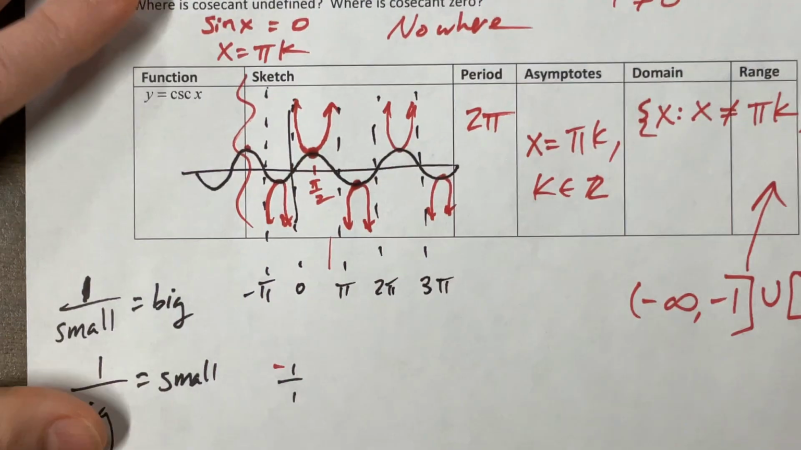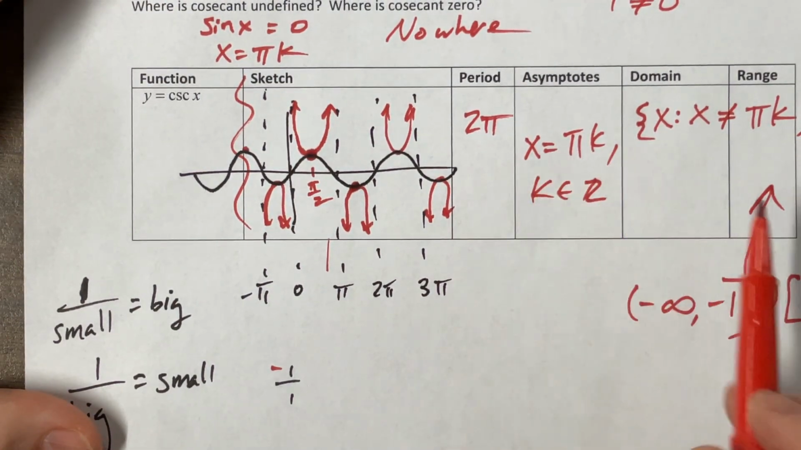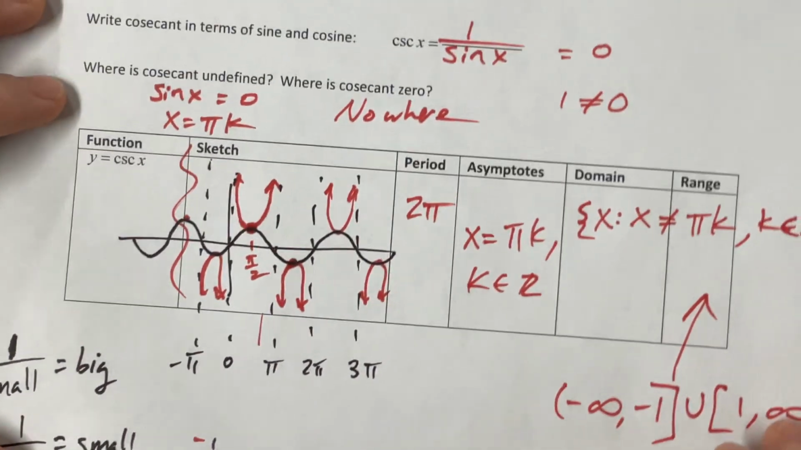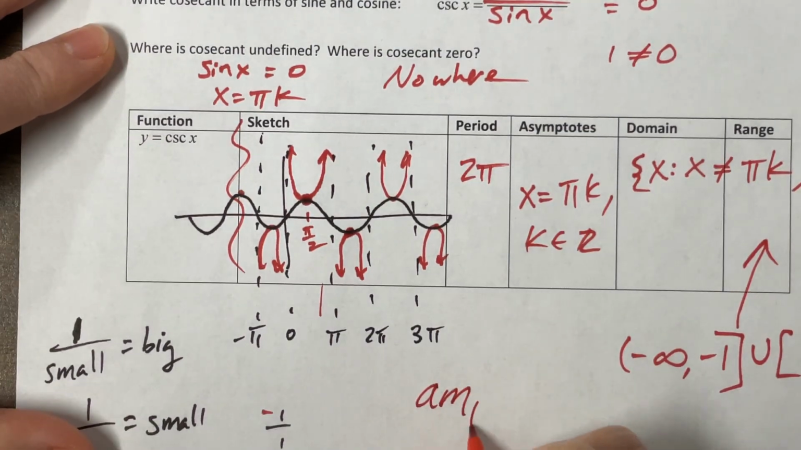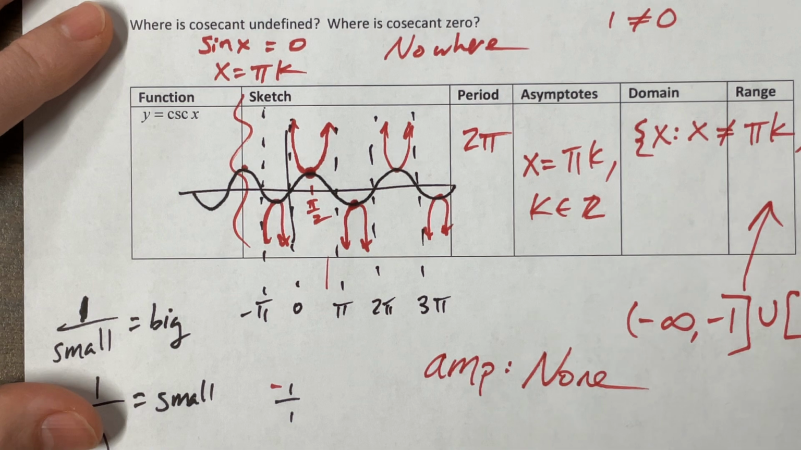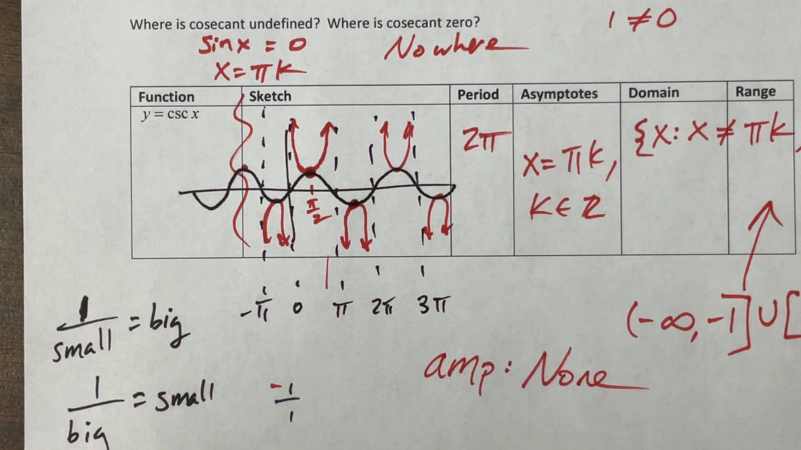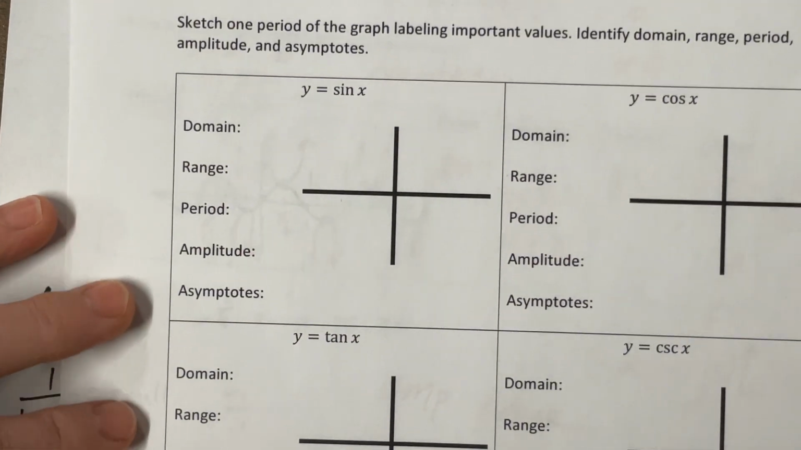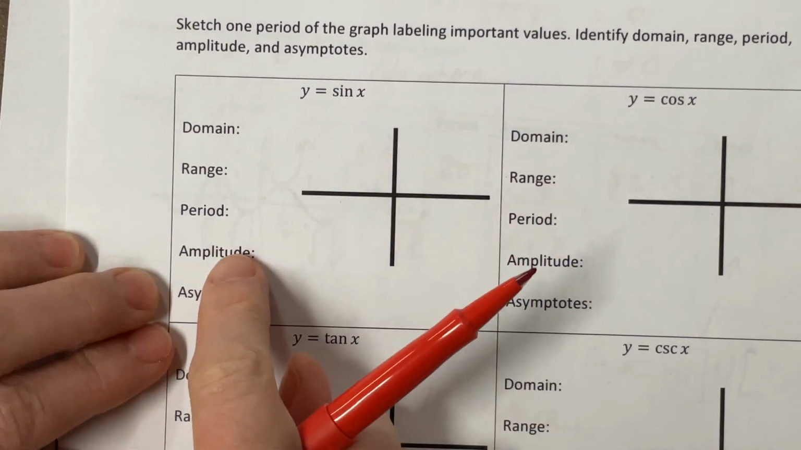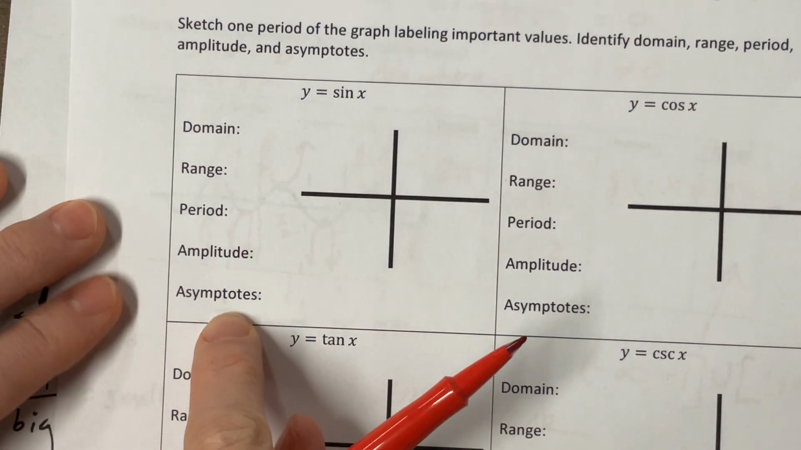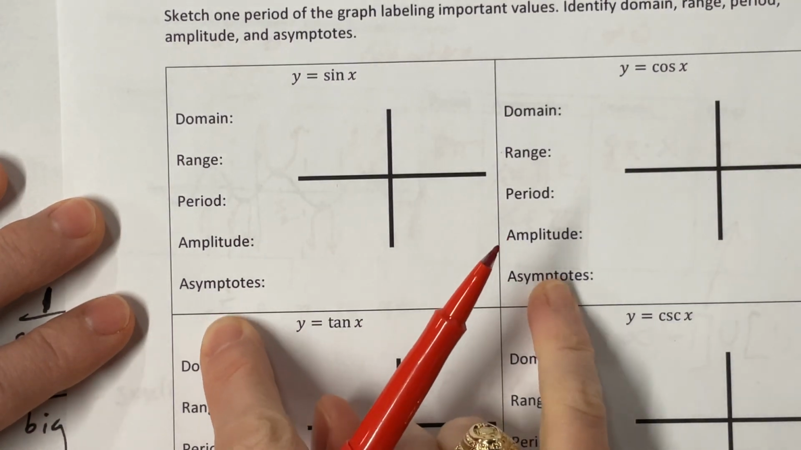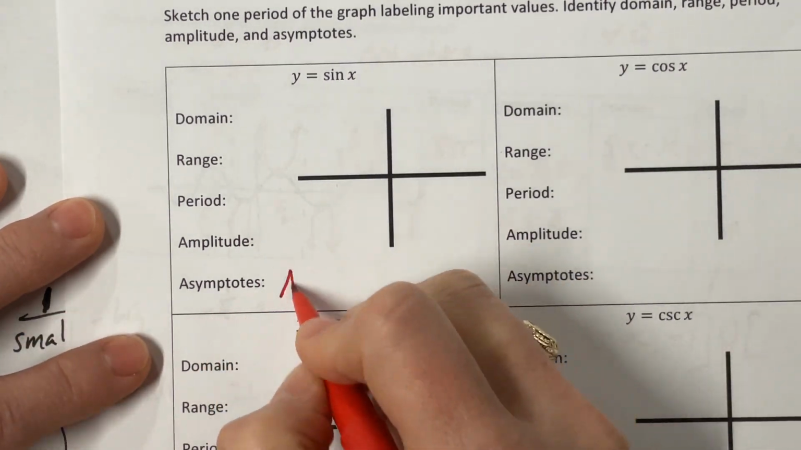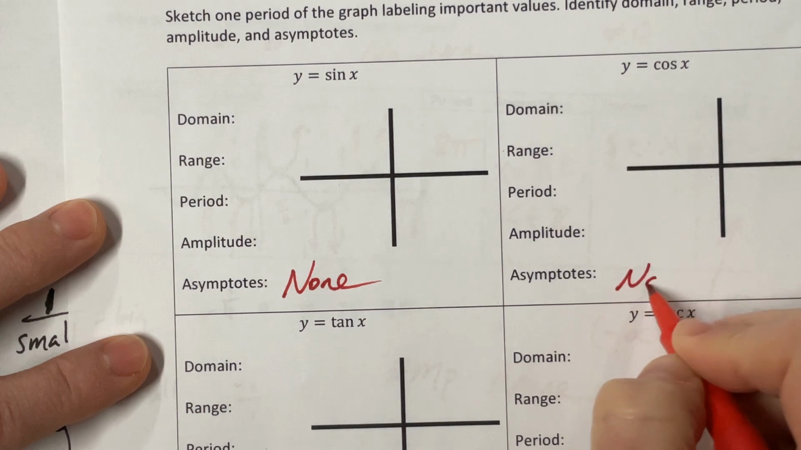Okay, let's keep going. Oh, did I say everything? The period, the asymptotes. Notice on this one, if they ask for amplitude, we will tell them there is no amplitude, so we will say none. And if you remember back to this page that I'm making you do, sine and cosine have amplitude but no asymptotes. So you would write asymptotes, none for both of those.